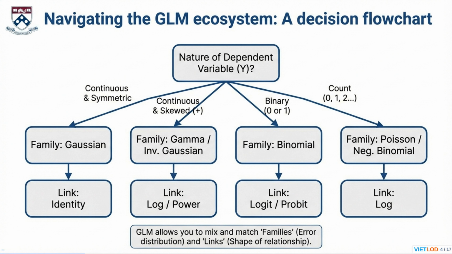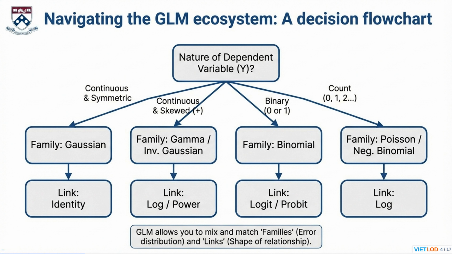Choosing the right GLM starts with the nature of your dependent variable, y. This flowchart provides a simple decision guide. If y is continuous and symmetric, you're in the realm of standard linear regression. You'd use a Gaussian family with an identity link. If y is continuous but skewed and positive, like costs or wages, a gamma or inverse Gaussian family with a log or power link is more appropriate. For binary outcomes, 0 or 1, such as success, failure, or yes-no, the binomial family is the choice, typically paired with a logit or probit link.